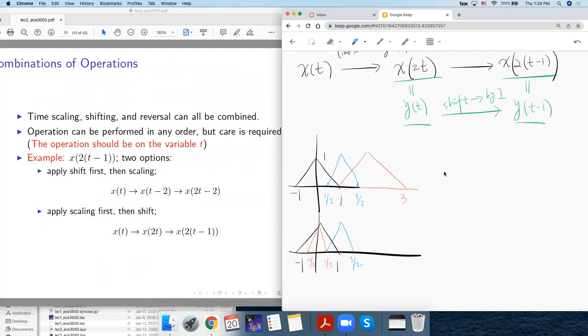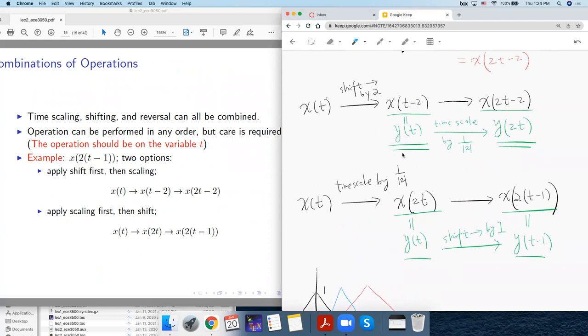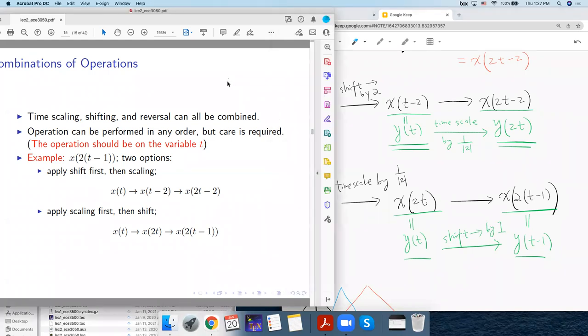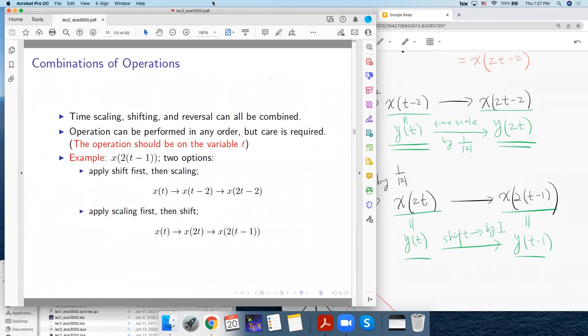Yeah. So sometimes, if you are not familiar with this combination of operations at the very beginning, it is often convenient to introduce this auxiliary notation to help you understand the last operation. Okay, so this is about the basic operations of signals.